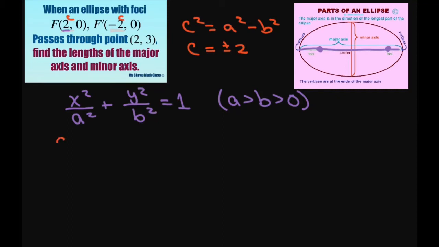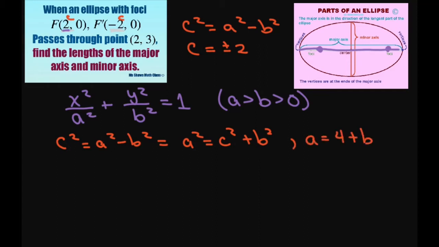Therefore, if you do c squared equals a squared minus b squared, we're going to get a squared equals c squared plus b squared. All right, well, c squared is going to be 4, so we get a squared equals 4 plus b squared. And I just substituted in 2 and got 2 squared for that. We'll call this equation 1.